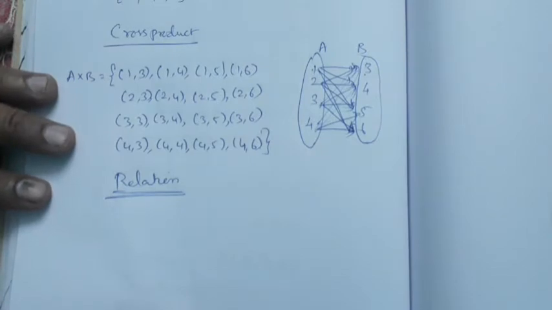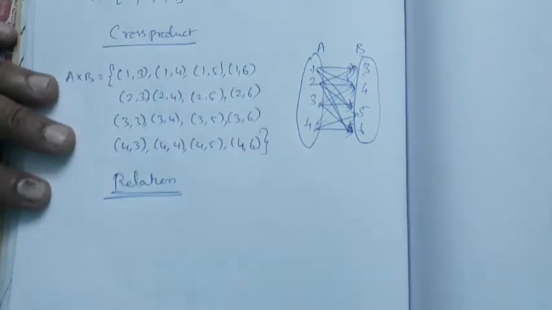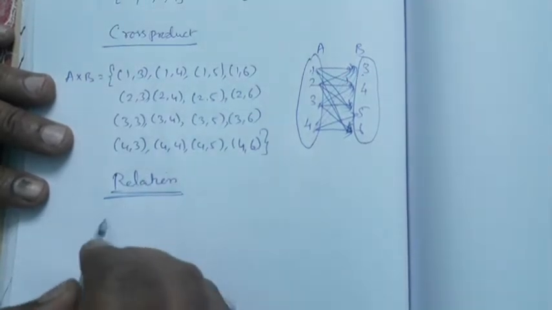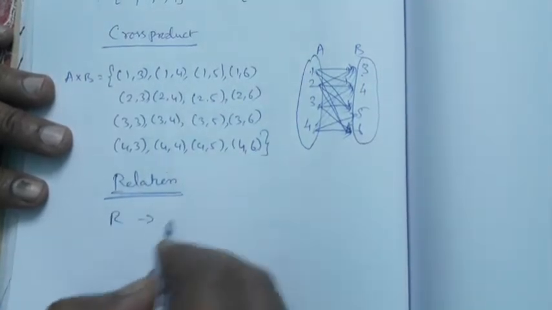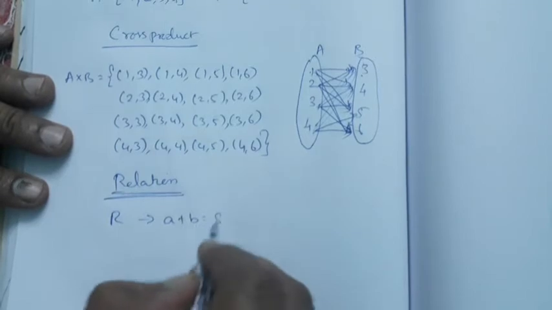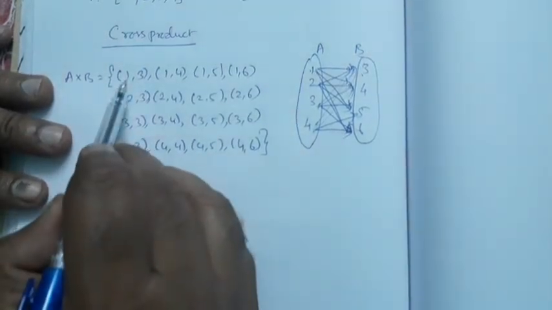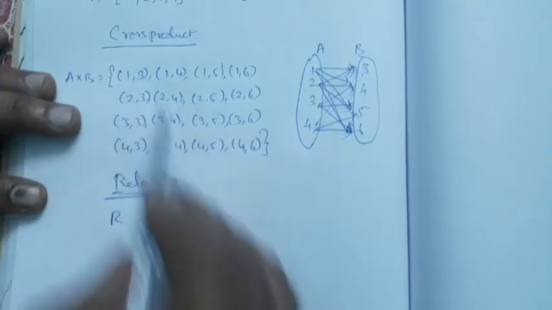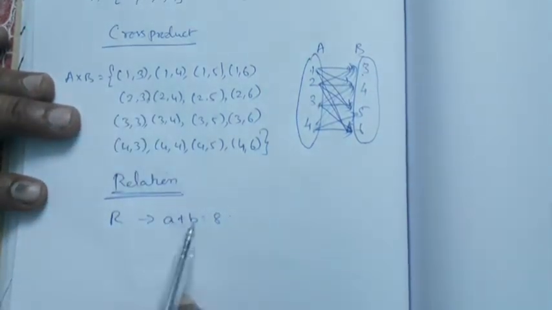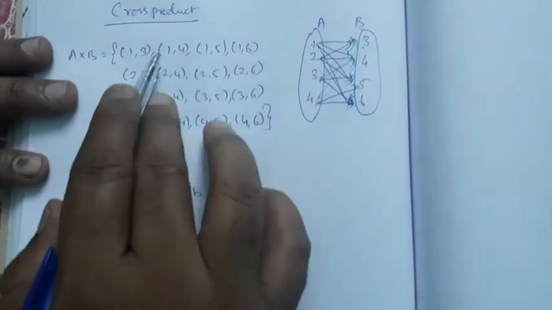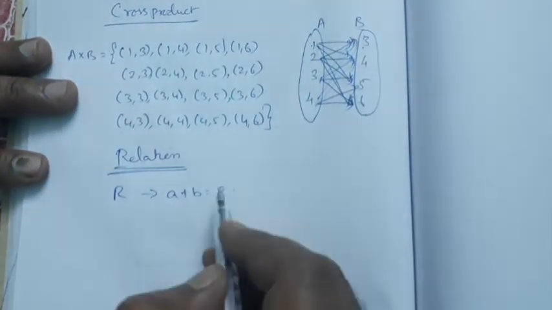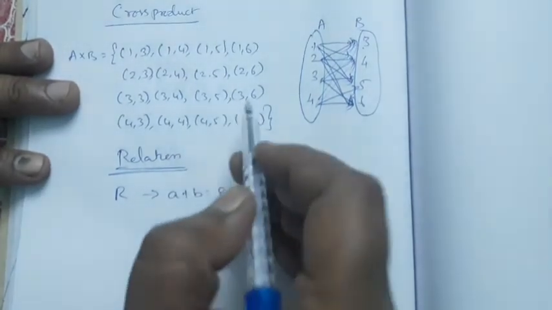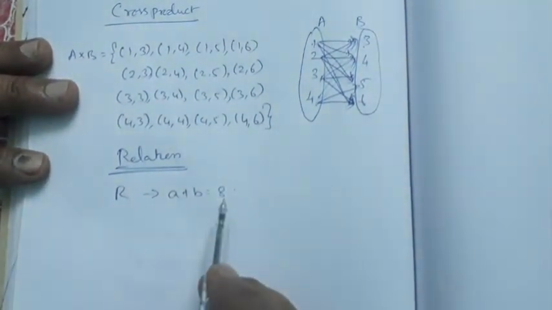What can be taken? A relation from A to B is considered where a plus b should be equal to 8. As you know, the first element is considered as small a and the second element is considered as small b. The relation is nothing but if you add these two elements, you must get the answer 8. So which elements will be selected from this? So a plus b should be equal to 8.